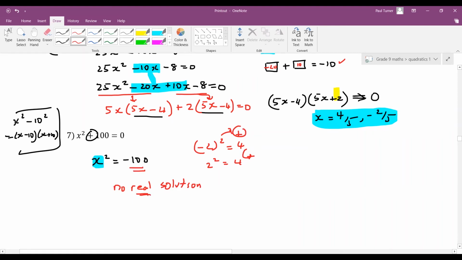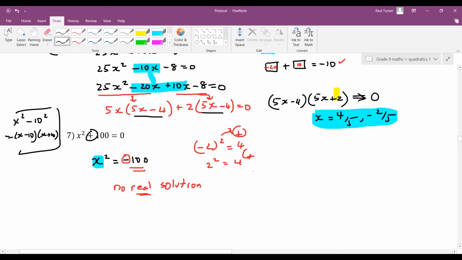We can do it using what they call complex numbers, but you don't do that till about grade 11. So this has no real solution. There's no number that you know of from the number line that when you square it, you'll get a negative number. This is not possible because whenever you square negative numbers, you always get a positive answer.